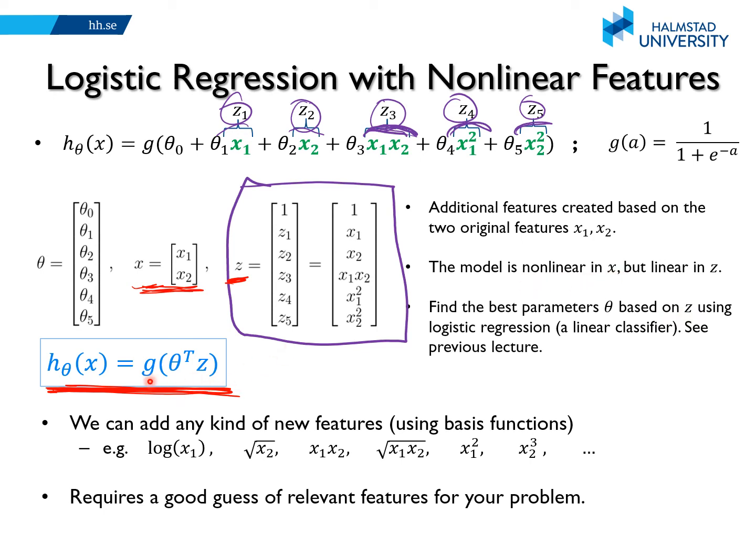If we look at z, our model is just g of theta transpose z, so it's a linear model based on z. But if we look at x, our model will be g of theta 0 plus theta 1 x1 plus theta 2 x2 plus theta 3 x1 x2 plus theta 4 x1 squared plus theta 5 x2 squared and so on. So that's a polynomial model, a nonlinear model. And we did the same thing in a previous lecture when we talked about nonlinear regression, where we used nonlinear features plus linear regression in order to do nonlinear regression. That's the same concept.